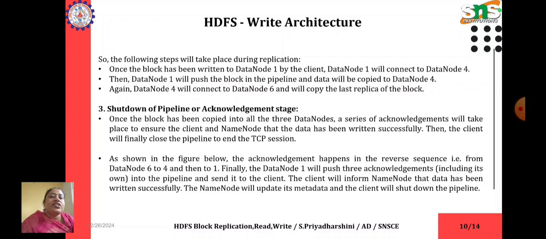Next one is shutting down of the pipeline, or the acknowledgement stage. Once the block has been copied into all the 3 data nodes, a series of acknowledgements will be sent from data node 6 to data node 4 and from 4 to 1. It will push all the 3 acknowledgements including its own into the pipeline and send them to the client node. The client will now inform the name node that data has been written successfully. Now the name node will update its metadata and the client will shut down the pipeline.